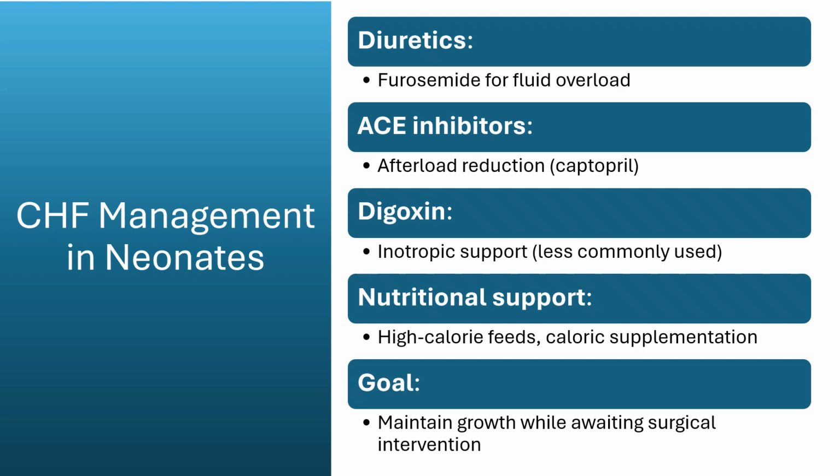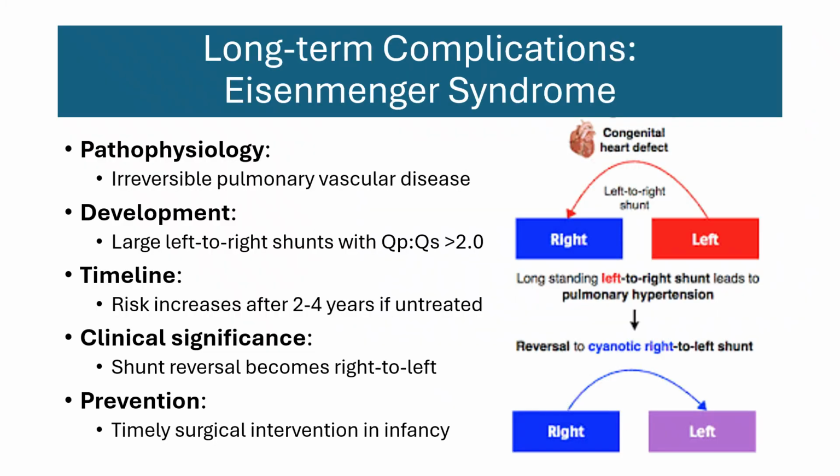Nutritional therapy is equally important. Infants with heart failure have markedly increased energy demands, while feeding intolerance limits intake. High-calorie formula, breast milk fortification, and direct caloric supplementation are often necessary to sustain growth. The overarching goal is to stabilize circulation and promote adequate growth while awaiting surgical or catheter-based correction of the underlying lesion. Success is measured not only in symptom relief, but also in the infant's ability to maintain weight gain and developmental progress despite the hemodynamic burden.